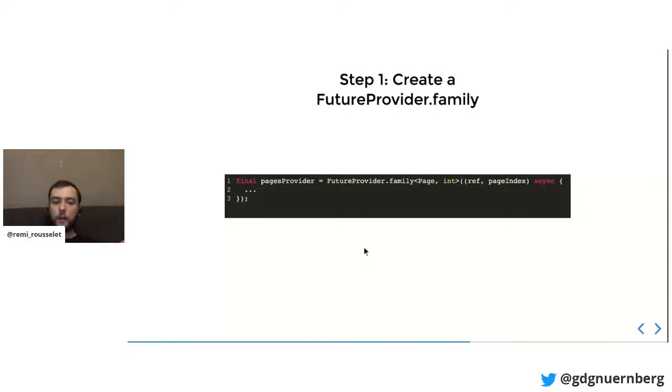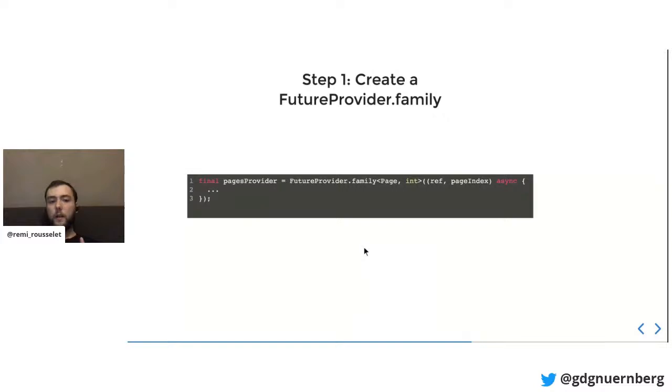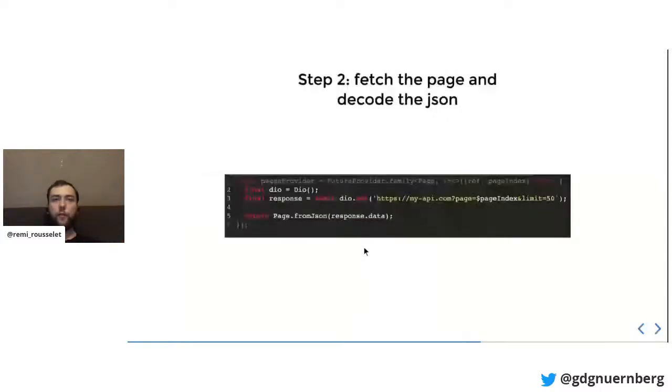Then the implementation would be your typical way of fetching some data from a REST API. You have maybe Dio or an HTTP client, and you call something like dio.get with your path. Then you pass the page index parameter that we received previously from the function parameter. And then we decode the JSON using maybe json_serializable or built_value or Freezed, whatever you want. So that's your typical way of fetching things.